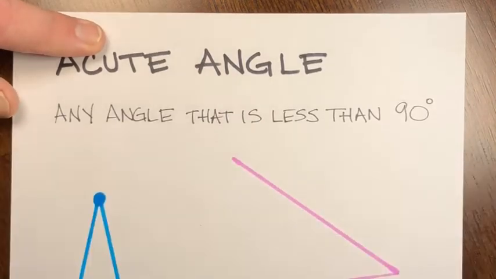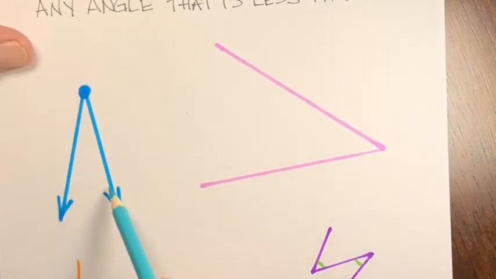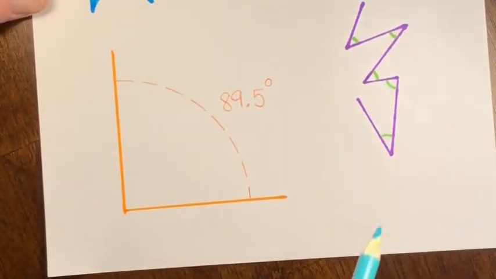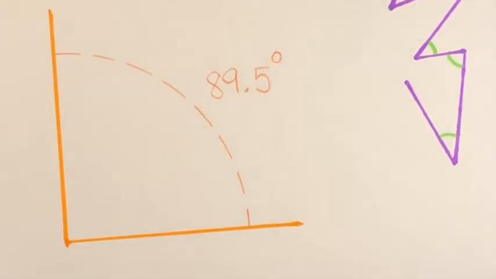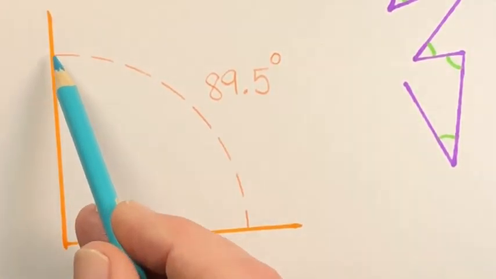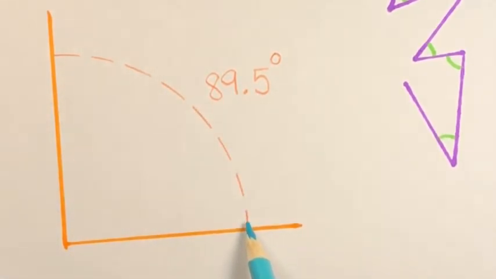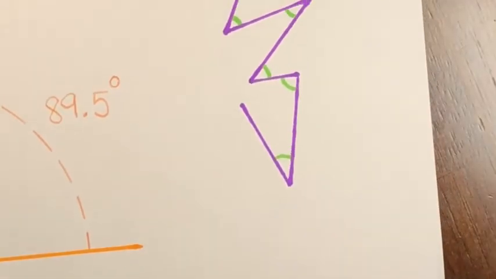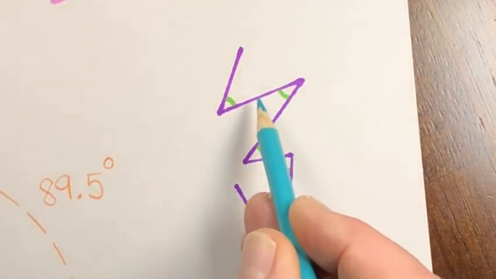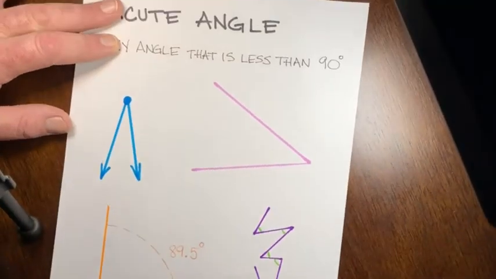So let's take a look at some examples. We have an acute angle there, less than 90. Acute angle here, less than 90. And even if it measures just one small bit less than 90 degrees, it will still be acute. We have one here that measures 89.5. It's just a little bit less than 90, but still acute. And then we have here a bunch of acute angles here. 1, 2, 3, 4, 5 acute angles. So anything that measures less than 90 degrees is an acute angle.